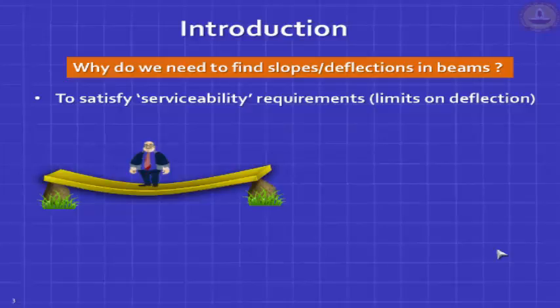And there are limits. For example, in a steel beam, the limit is span by 325. In a reinforced concrete beam or one-way slab, it's span by 250. There are short-term deflections in concrete caused by loading due to the elastic behavior. There are also long-term deflections, which we won't discuss right now, caused by shrinkage and creep.